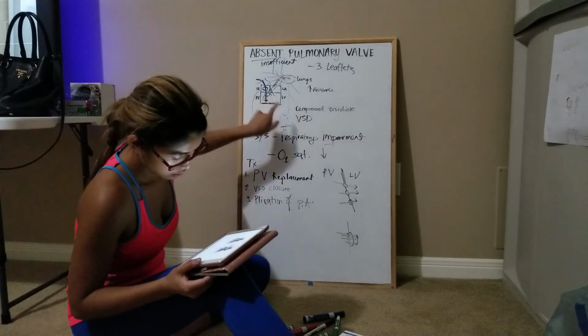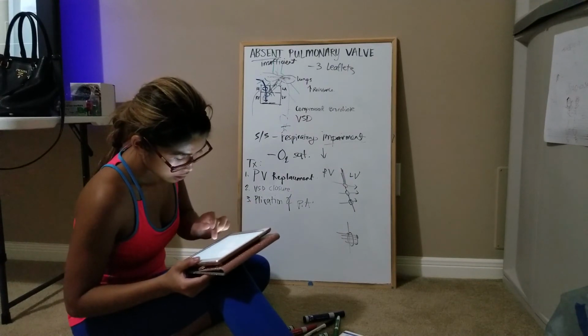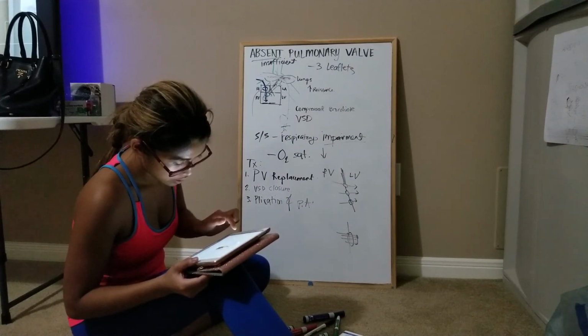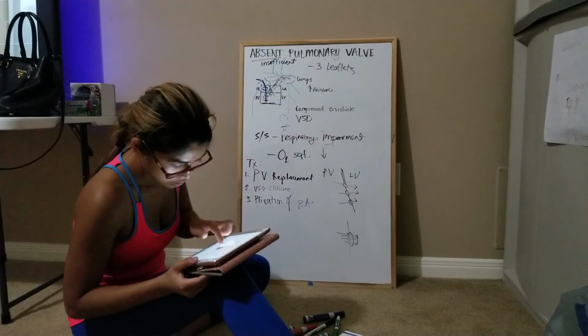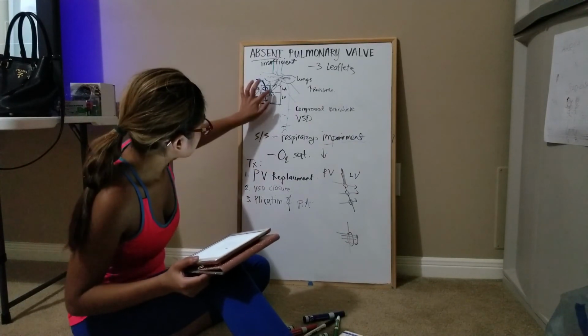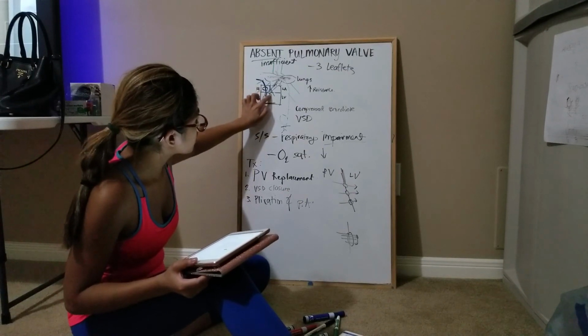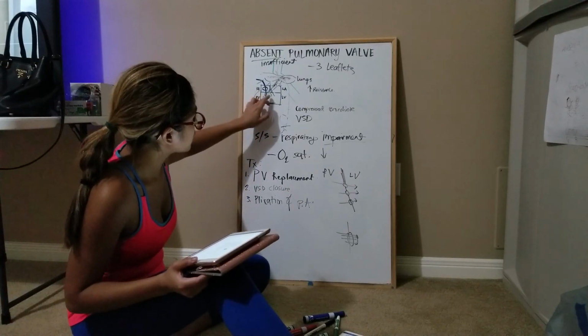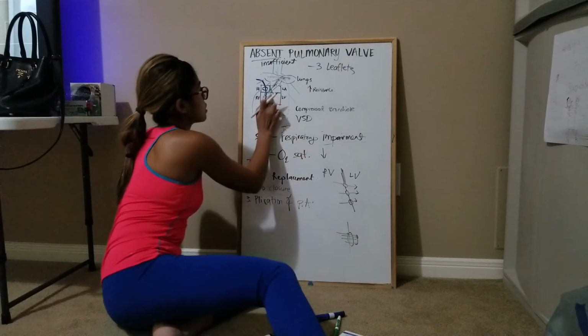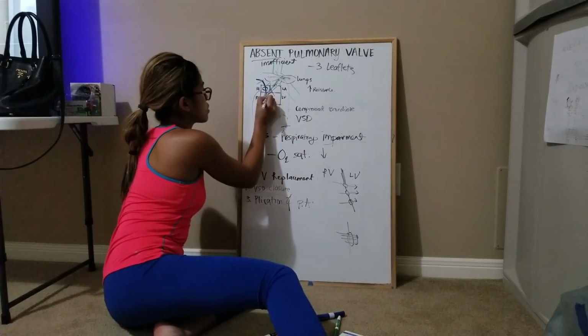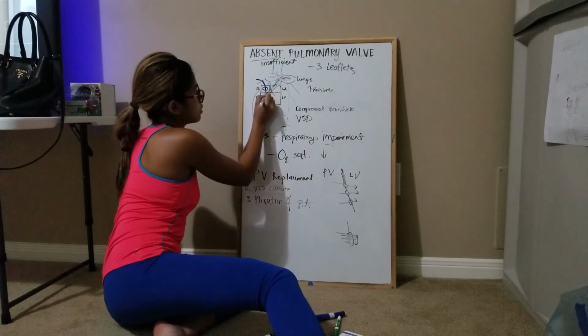Another reason why it's shunting right to left is because the pulmonary artery is smaller, so it's harder for the blood to get in. So instead it goes to the left ventricle. This is smaller without the valve.